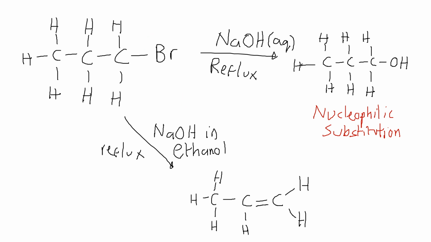When you have the elimination reaction, you still have your OH minus. Let's just draw that here. And what happens is the OH minus acts as a base. It removes this hydrogen here to form water. So water is the byproduct. And then this bond here breaks and pushes the electrons in to form a double bond. And then you kick out the bromine here. So the byproducts would be water and sodium bromide.